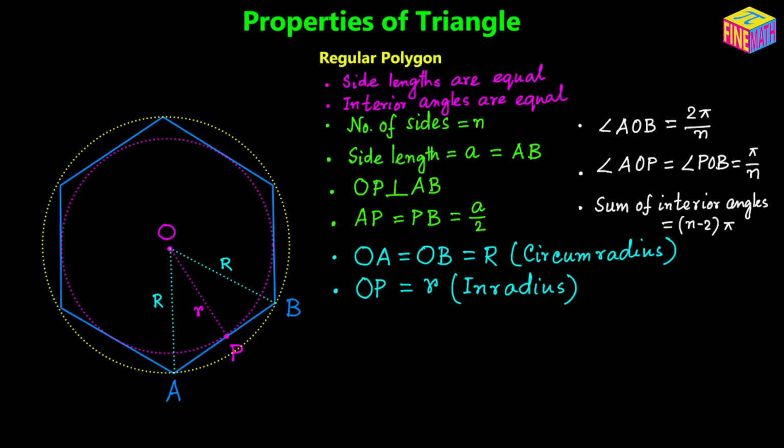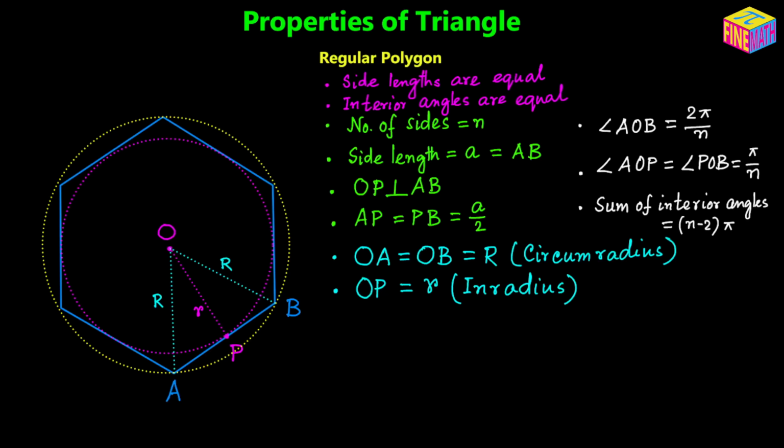The side lengths are equal because you are talking about a regular polygon. Also the interior angles are equal, which means each of the interior angles will be of equal size. Let's assume that the number of sides is equal to n, and that the side length is A. In the diagram, the length of line segment AB will be equal to A. That's one of the sides of the regular polygon.